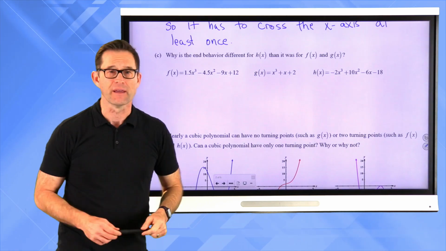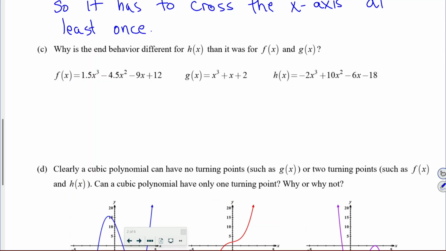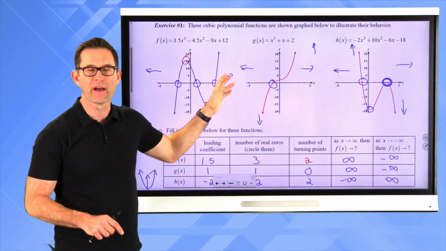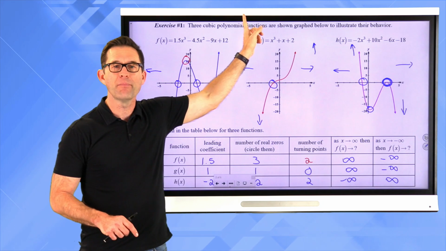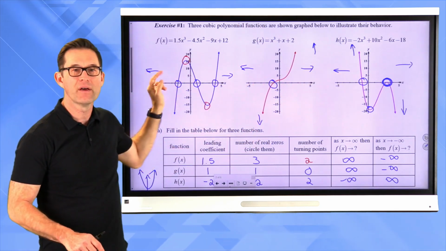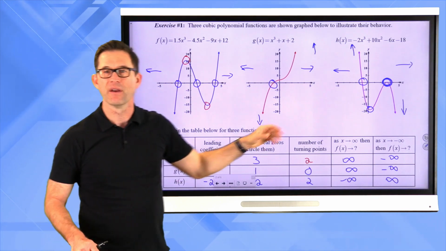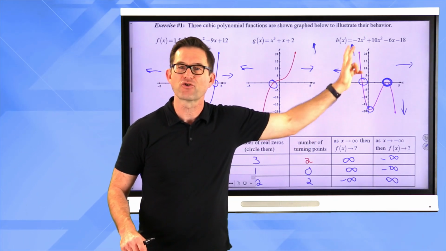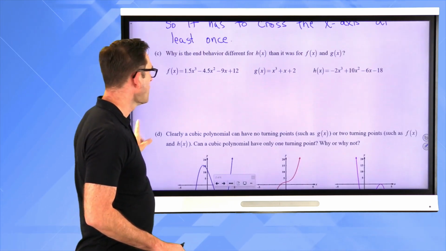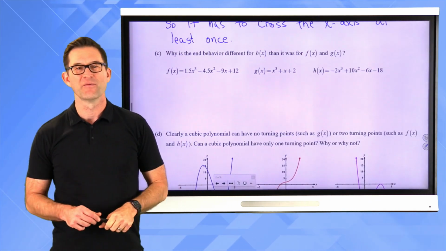Let's take a look at letter C. Why is the end behavior different for h of x than it was for f of x and g of x? In other words, why is it that for f of x and g of x we're going up as x goes to positive infinity, and down as x goes to negative infinity, but for h of x, that trend is reversed? Why is that? Pause the video now and see if you can figure that out.